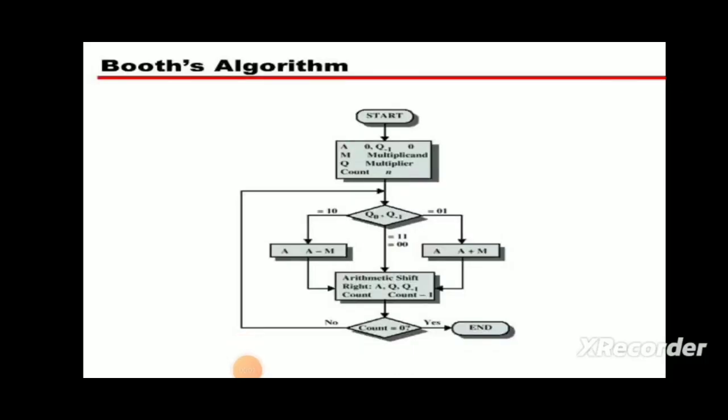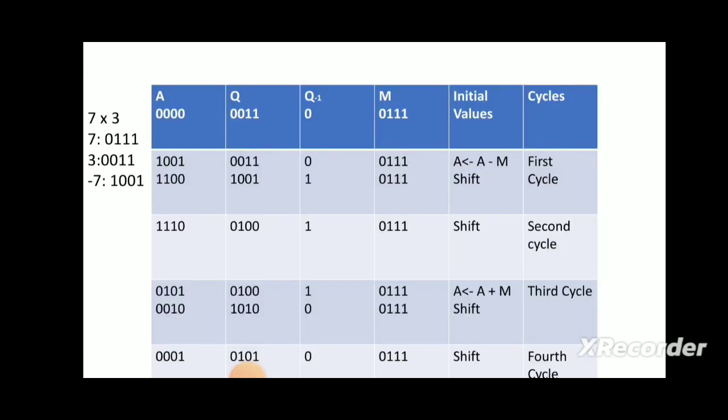After learning about Booth's algorithm, here's an example to get you started. We have to do multiplication of 7 into 3. We know that the binary of 7 is 0111 and binary of 3 is 0011. In this example, 7 represents the multiplicand, which is denoted by M, and 3 represents the multiplier, which is denoted by Q. Let us try by Booth's algorithm method.